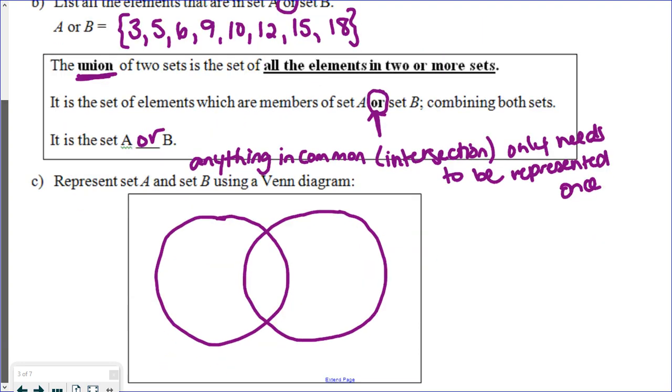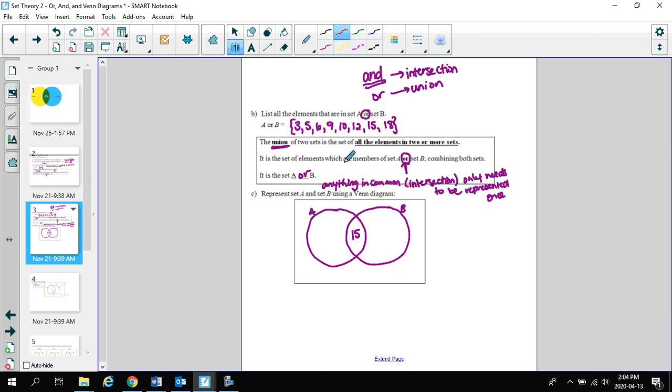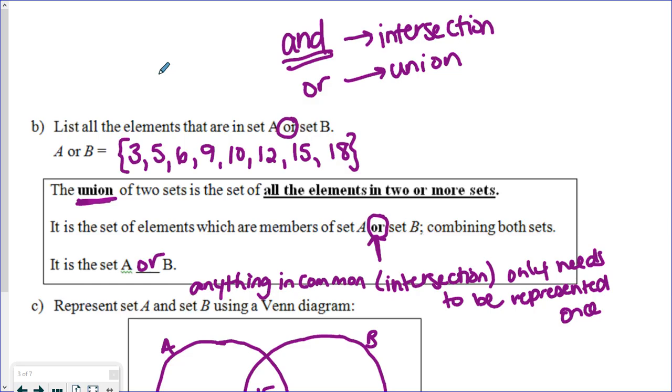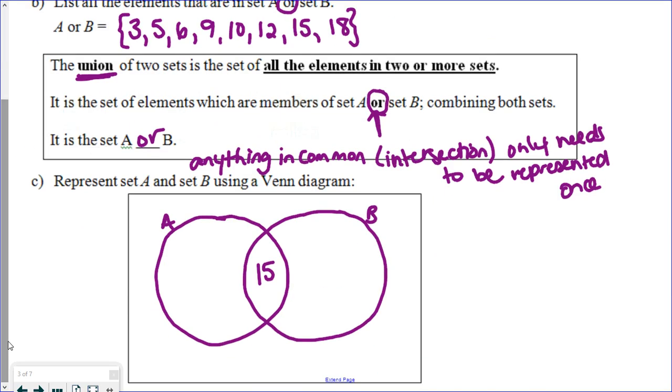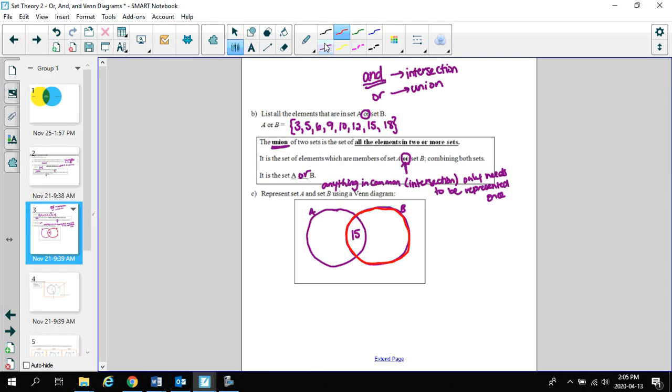So our Venn diagram, the two circles coming together. I'm just going to represent A and B so I can remember which is which. Now we would put in the elements. We know that 15 is an element that's in common for both of them. If I felt so inclined to keep switching back and forth, I could make them different colors if that helps. But I'm just going to go back to my purple because I kind of liked it.